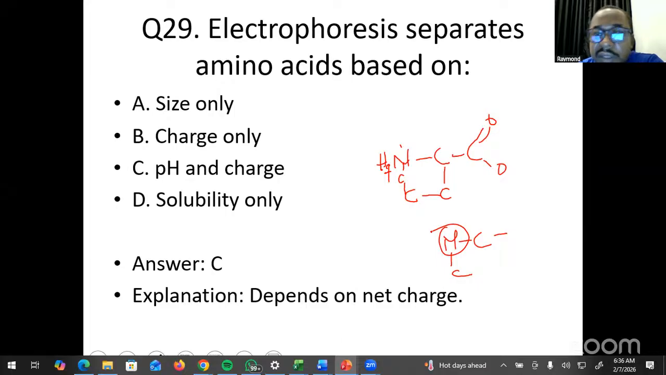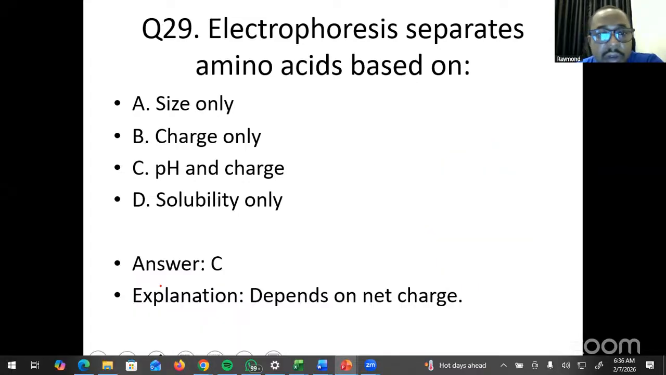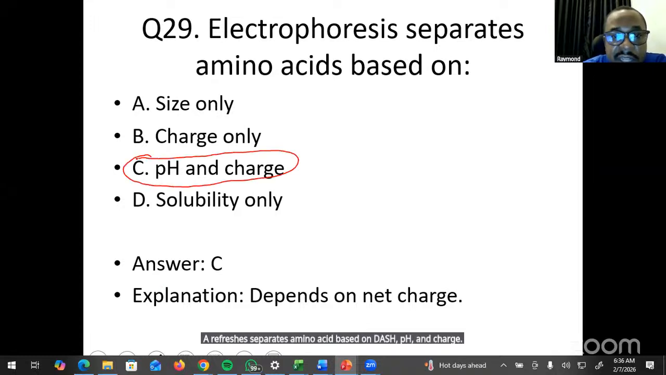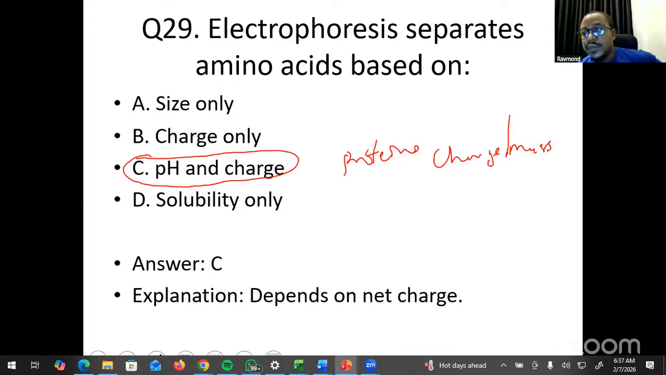Electrophoresis separates amino acids based on pH and charge. If it is for proteins, it will be charge and mass or molecular weight. But for amino acids, it is pH and charge.